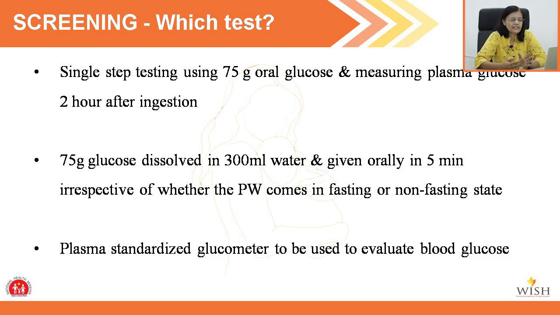So, how is it given? This 75 grams of glucose is dissolved in 300 ml of water, and the lady is asked to drink that water in a minimum of 5 minutes, irrespective of whether the patient is on an empty stomach or has taken food. This is very important for this test. Then a standardized plasma glucometer is to be used to measure the glucose, and we all know that standardized glucometers are available in all our centers.